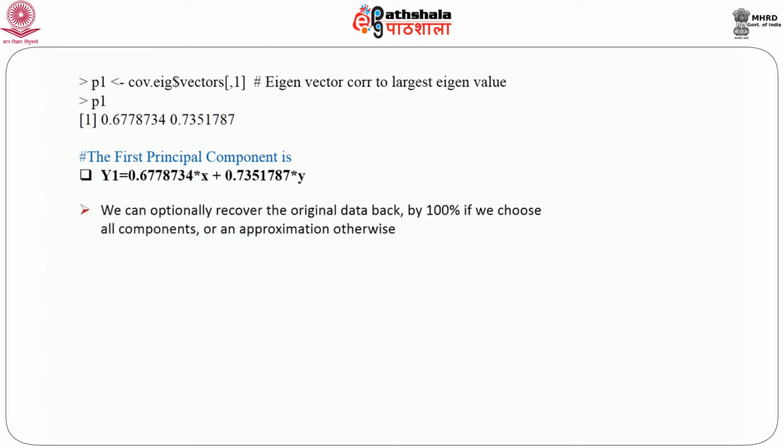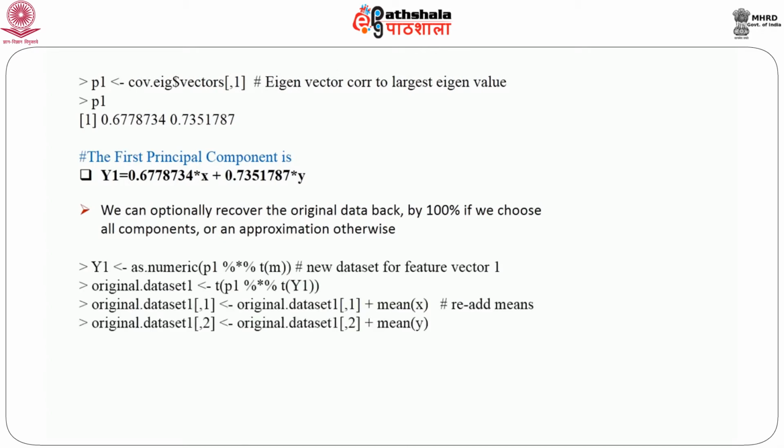If we have the data on the first principal component, we can optionally recover the original data by an approximation, and if we have both the principal components, we can recover the original data back by 100%. So, since principal component analysis is an orthogonal transformation of the data, we can revert the transformation and get back to the original data set. So, we revert back to the original data set using only the first principal component.